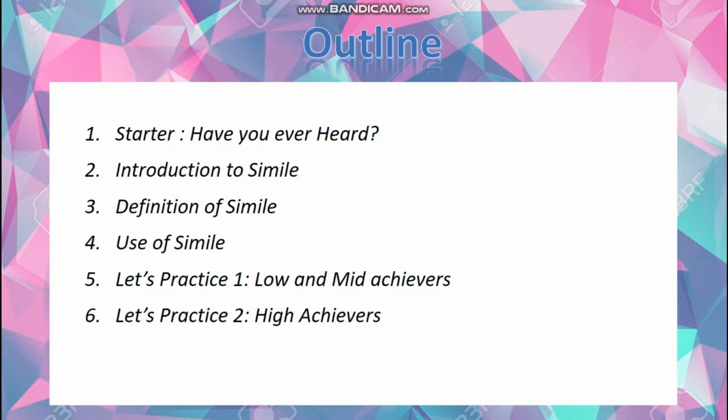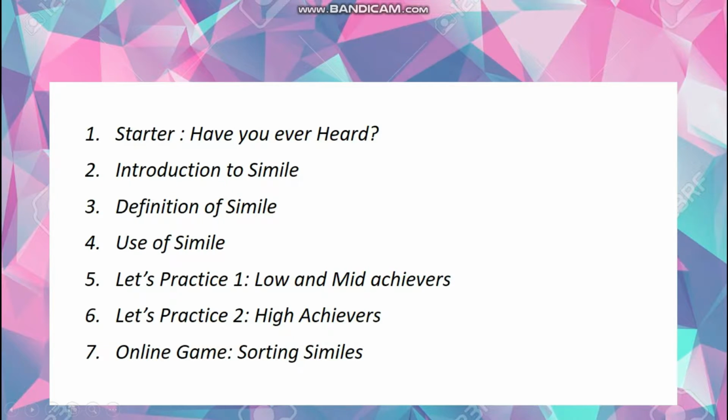Let's Practice 1: low and mid achievers will actually find this practice perfect for their level. And we have Let's Practice 2, which is actually designed for high achievers. So if you differentiate in your classroom, Let's Practice 1 should be for low and mid achievers, whereas Let's Practice 2 is better assigned for high achievers. And we end everything with an online game, and we're gonna get deeper into this game later on, but the title is Sorting Similes.